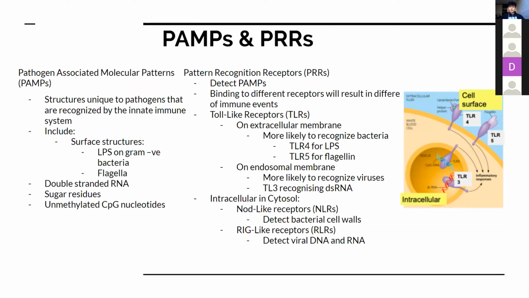Pattern recognition receptors such as your toll-like receptors are what detect your PAMPs, and binding to different receptors will result in a different cascade of immune events. Your toll-like receptors on your extracellular membrane are your TLR4 and TLR5. TLR4 is for lipopolysaccharide recognition, and TLR5 is for flagellin recognition. Then on the endosomal membrane, inside the cell, as I mentioned before, you have toll-like receptor 3, which recognizes viruses through recognizing dsRNA. Then you have some other receptors in there. They're not too important. Let's move on.